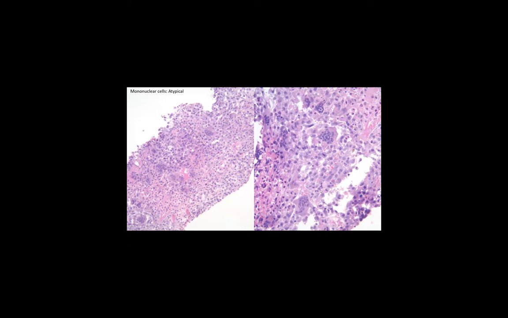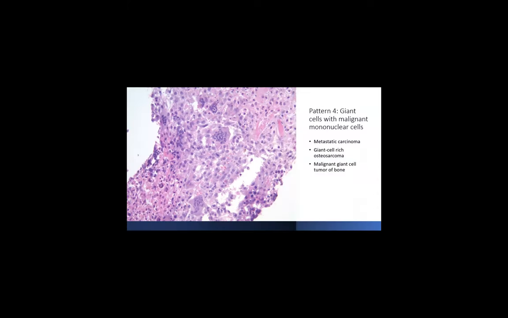So this is just to illustrate that giant cells might help us to form a differential, but it's really the mononuclear cells we want to pay attention to at the end of the day. And in this case, we have atypical mononuclear cells. So when I see a giant cell-rich lesion with malignant mononuclear cells, I think about metastatic carcinoma, giant cell-rich osteosarcoma, and malignant giant cell tumor of bone, which, as we mentioned in the beginning, is pretty rare, but it does happen.